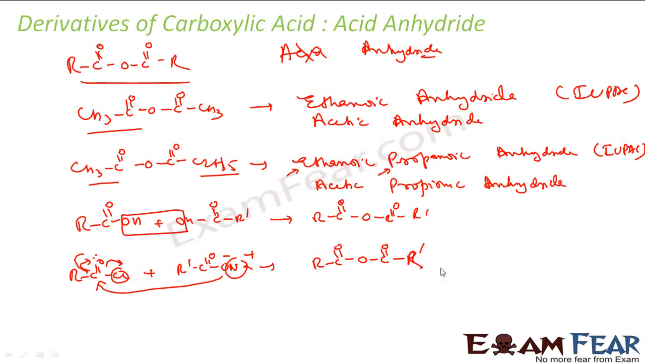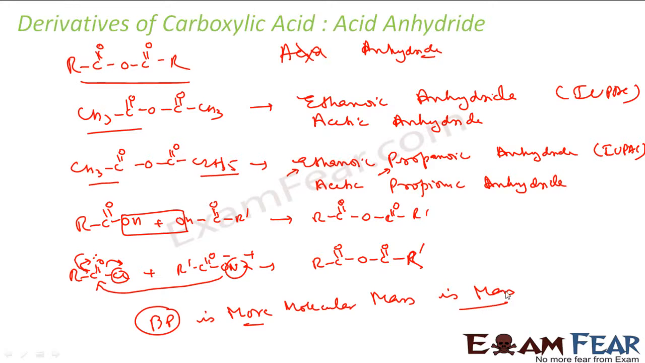You get this compound. And the boiling point is more. Why more? Just guess. Why is the boiling point more than the corresponding carboxylic acid? Because the molecular mass is almost double. Large molecular mass, large size means large van der Waals force. So the boiling point is more.